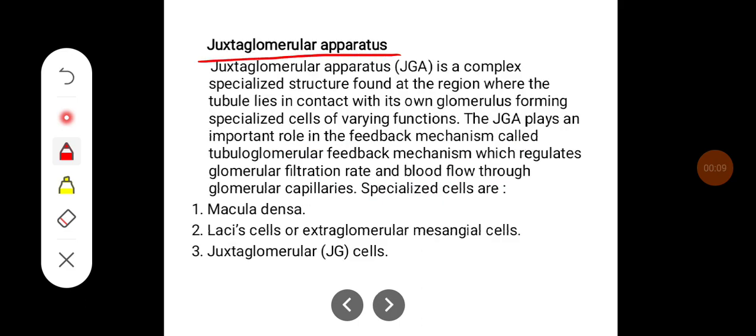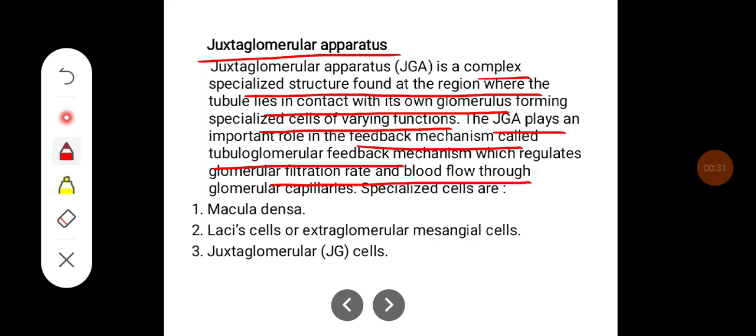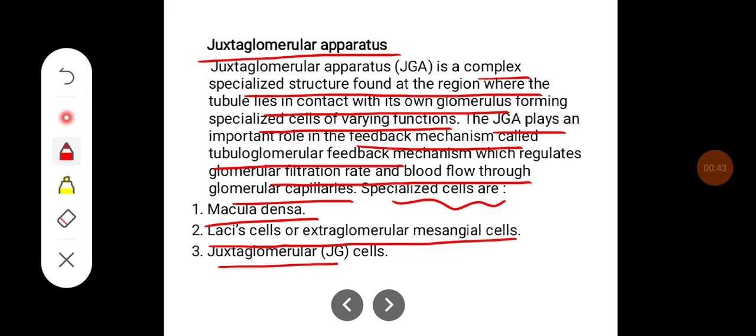Juxtaglomerular apparatus. Juxtaglomerular apparatus is a complex, specialized structure found in the region where the tubule lies in contact with its own glomerulus, forming specialized cells of varying functions. Juxtaglomerular apparatus plays an important role in a feedback mechanism called the tubuloglomerular feedback mechanism, which regulates glomerular filtration rate and blood flow through glomerular capillaries. These specialized cells include macula densa, Lacis cells, also called extraglomerular mesangial cells, and juxtaglomerular cells.